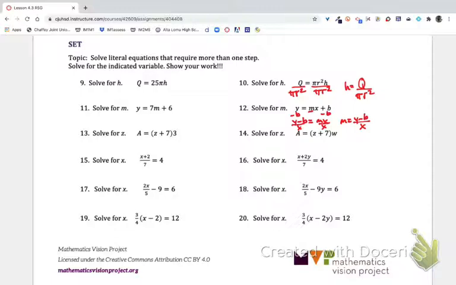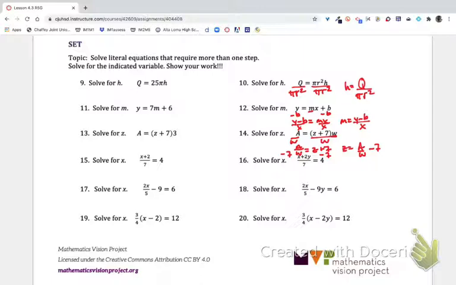Number 14, solving for z. Again, working outside to inside. So the w is the furthest thing away. I need to divide both sides by w. And we would have a over w equals z plus 7. We would subtract 7 on both sides. And this one's the tricky part. I'm not going to go a minus 7. It would be a over w all minus 7. Something to keep in mind there.